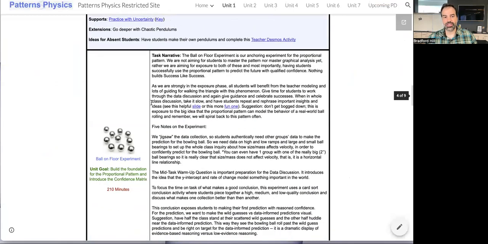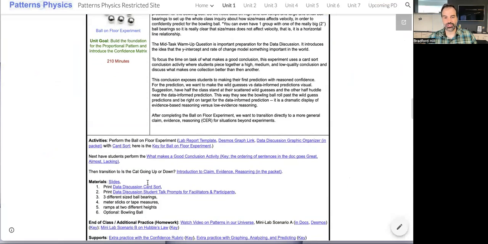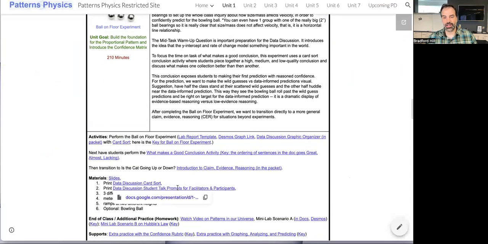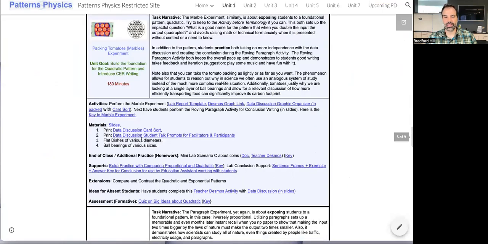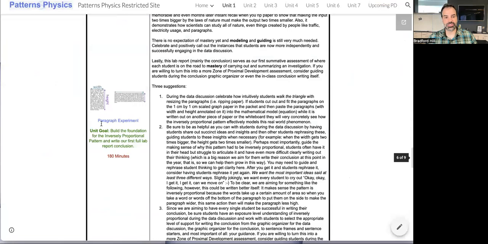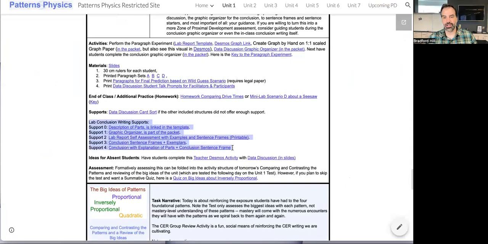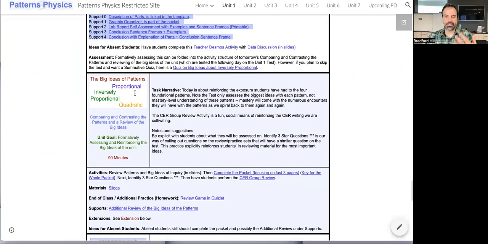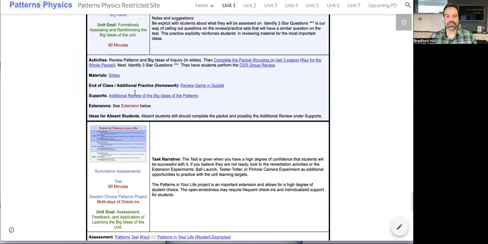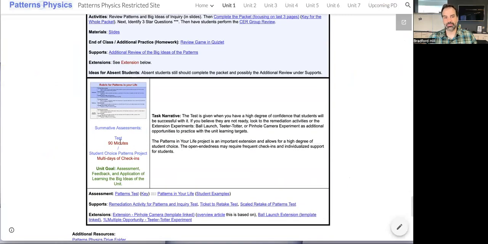That might not always be the right fit, so I'm just going to scroll down and talk as I go. So here's the ball on floor. Just want to show the card sort. Also, those discussion prompts I talked about. Again, this one here, I completely skipped, but it has 5 layers of support for conclusion writing, a day on really thinking about the big ideas of the unit. And then here is that final assessment. Here's that test with the key, and the patterns in your life with examples.